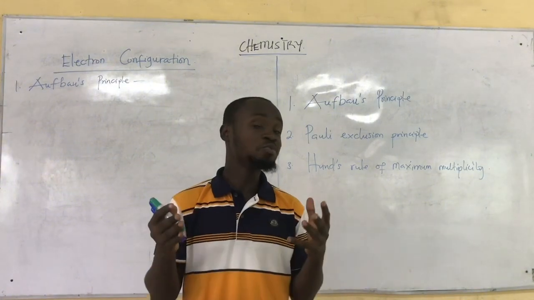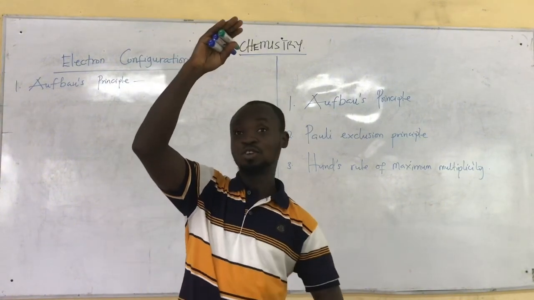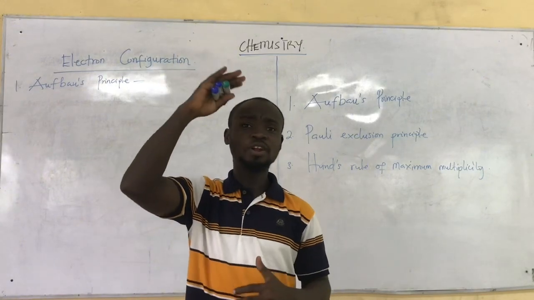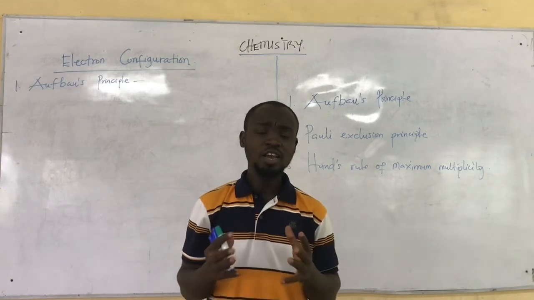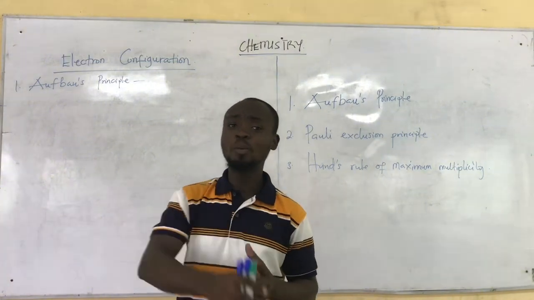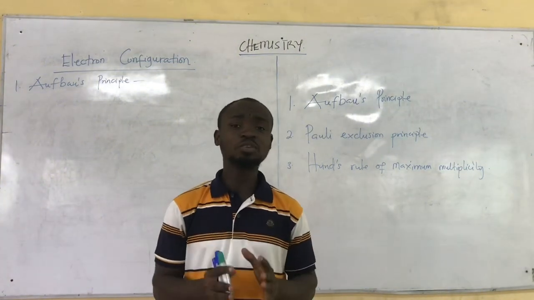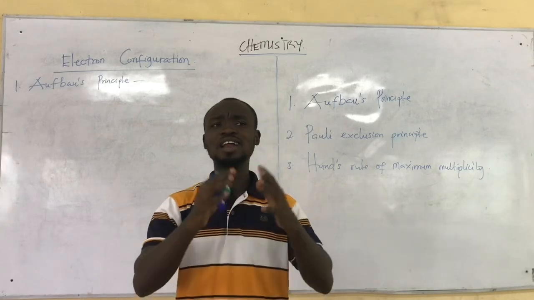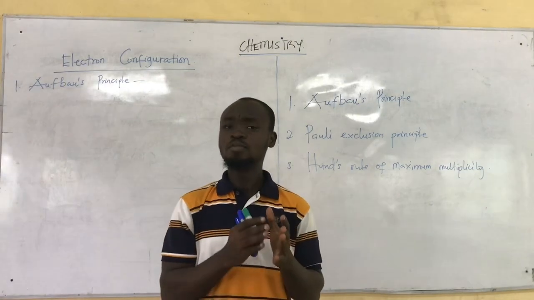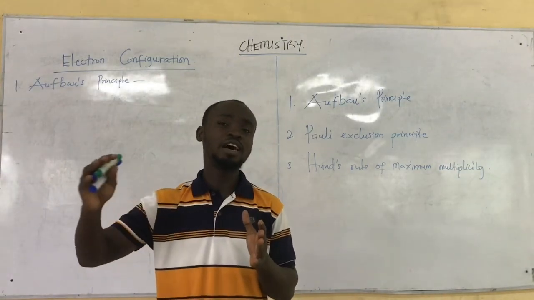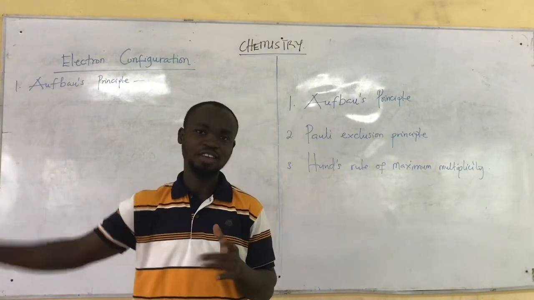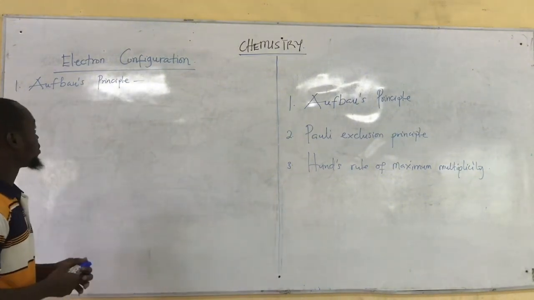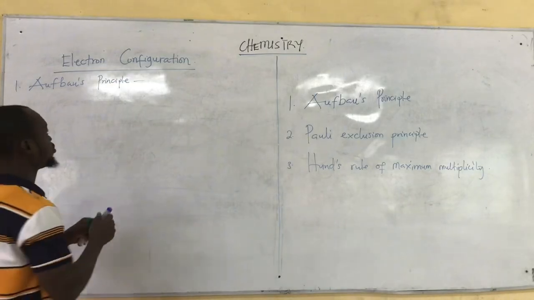When you're building a house, we don't start from the rooftop to the foundation. We start from the foundation to the rooftop. So with the building up principle, it simply means that if you want to arrange electrons in the orbitals of an atom, you start with the orbitals with the lowest energy level, or orbitals that are closest to the nucleus, before moving to those that are further away from the nucleus.